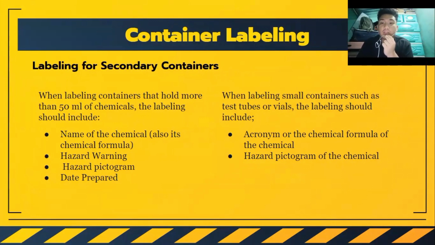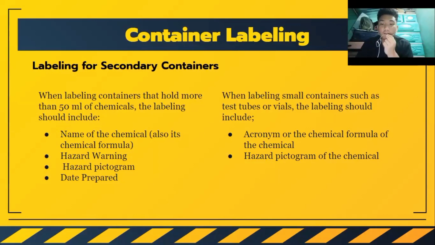When labeling containers that hold more than 50 milliliters of chemicals, the labeling should include: first, the name of the chemical and also its chemical formula; second, the hazard warning; third, the hazard pictogram; and lastly, the date when the chemical was prepared.